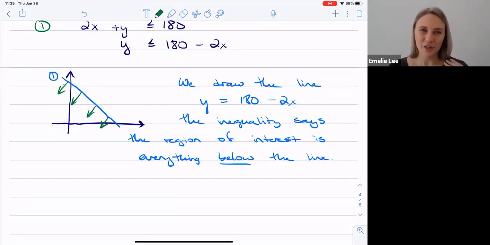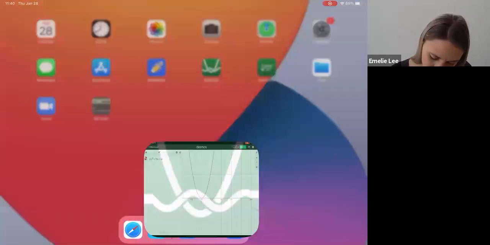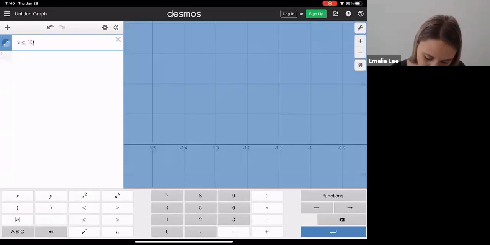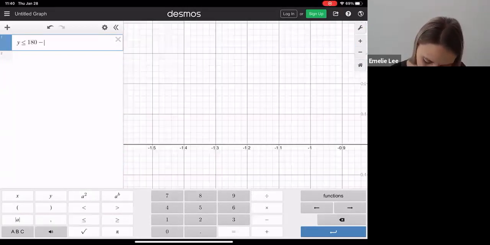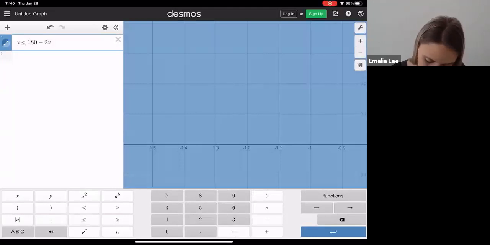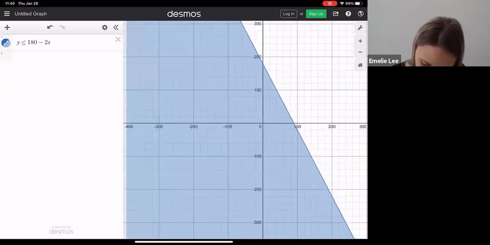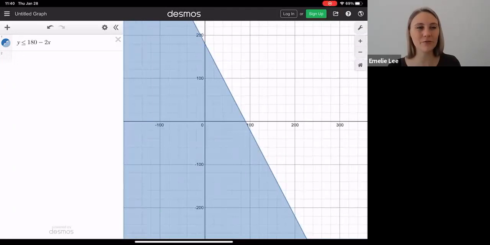Now, you can go ahead and draw this line, but what I want to do is draw this in Desmos. Let's try the inequality, because we do have the inequalities here. y is less than or equal to 180 minus 2x. It's going to be quite a large area, but that's where, if you zoom out enough, that's my first restriction mapped out, which is what we saw when we talked about it.